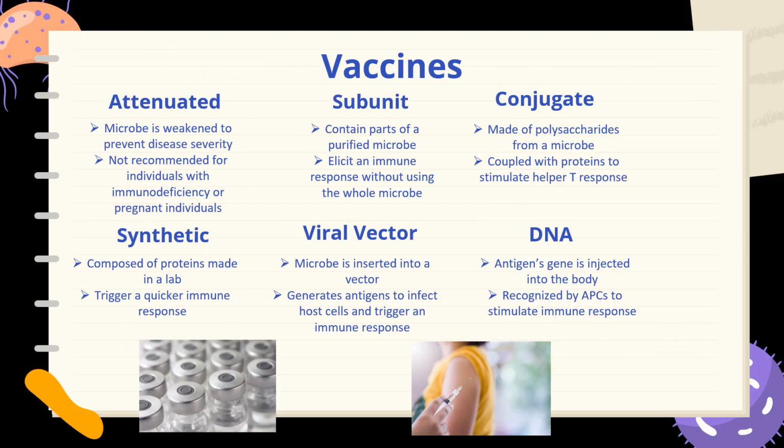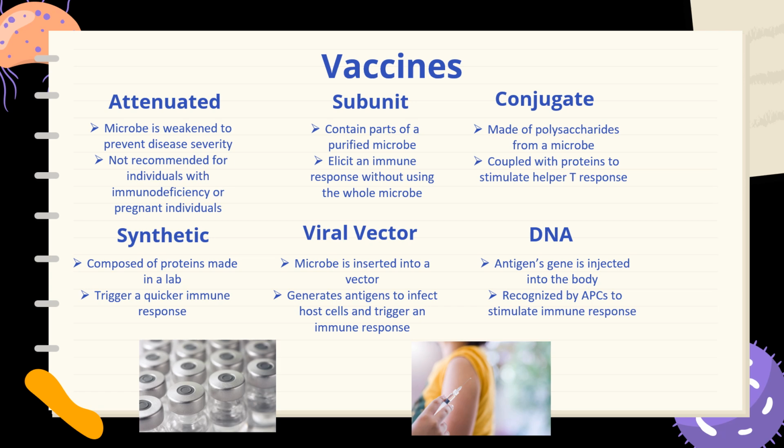Vaccines. Vaccines aid in stimulating an immune response against microbes by exposing the body to non-pathogenic forms. There are a total of 7 different types of vaccines, with mRNA being the newest form, developed for the COVID-19 pandemic. One of the most effective types is attenuated vaccines, in which the microbe, whether a virus or bacteria, is weakened just enough to prevent the severity of the disease while still producing an immune response. Unfortunately, they are not recommended for those with immunodeficiencies or possibly pregnant individuals.